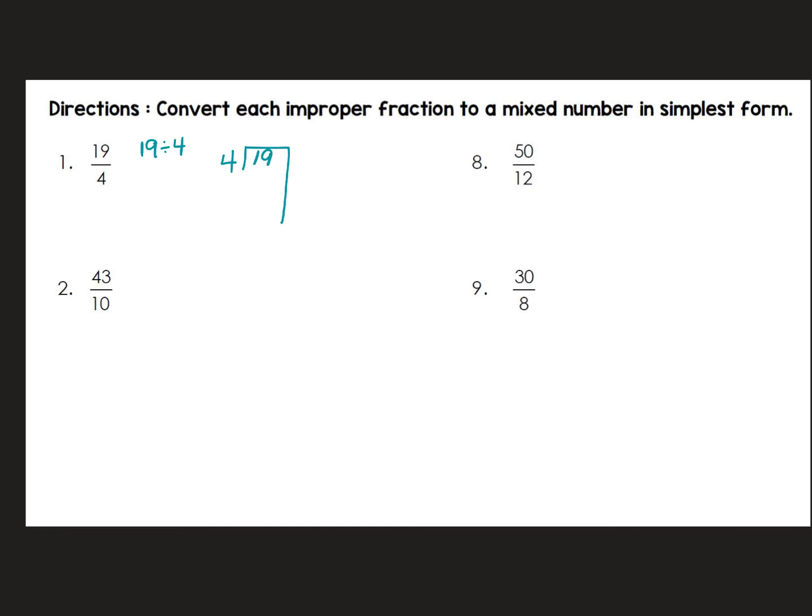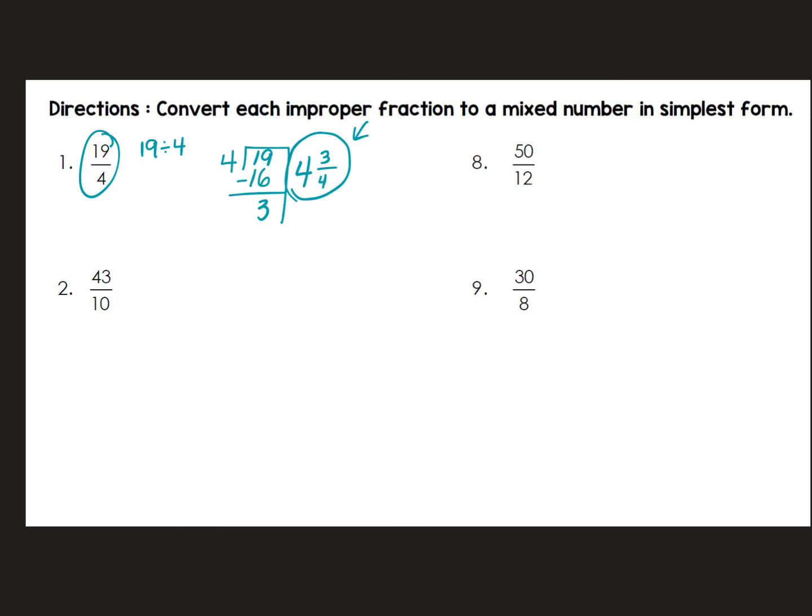4 times what is very close to 19? 4, because 4 times 4 is 16. What is my remainder? The difference, right? How do I write that remainder? The remainder is the numerator. What I'm dividing by is my denominator. So 19/4 is the improper fraction. 4 3/4 is the mixed number that it's equivalent to.